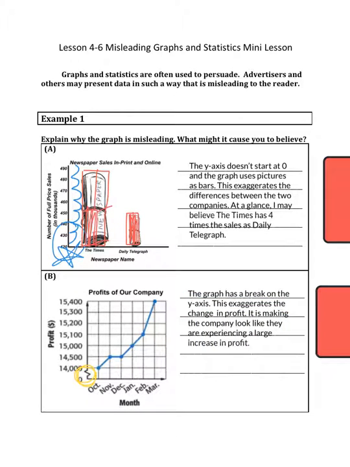Well, the break also kind of exaggerates the pieces of the lines. It exaggerates the change in profit here. So what is true about this company? The profit is increasing. That is not a lie. But why is this misleading? Well, the break makes it look like the company is really experiencing a large increase, where, you know, $1,400 extra, it's an increase, but it's not maybe massive.